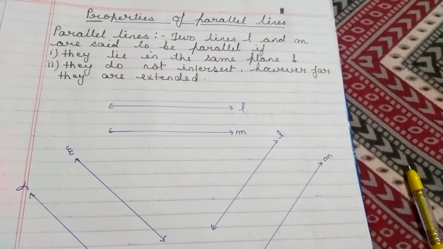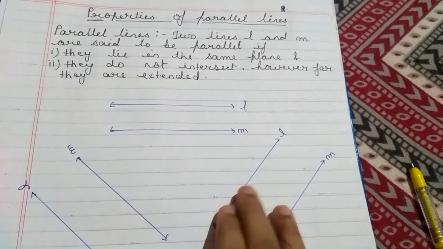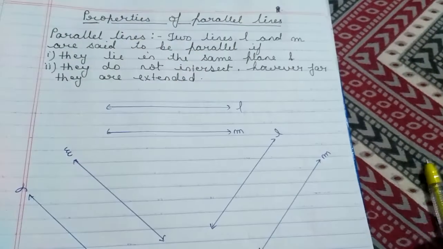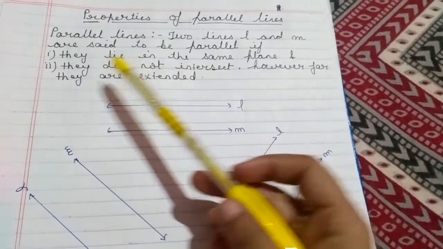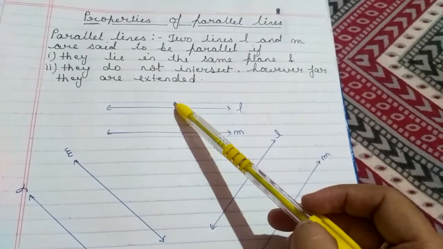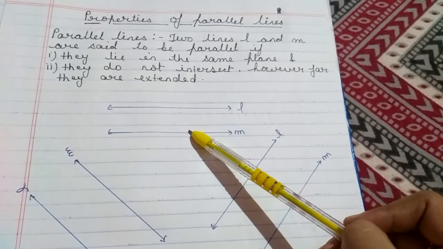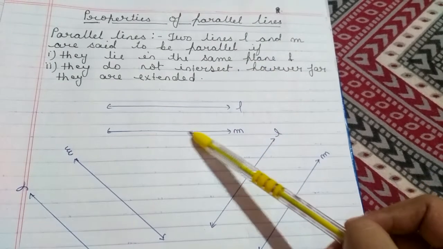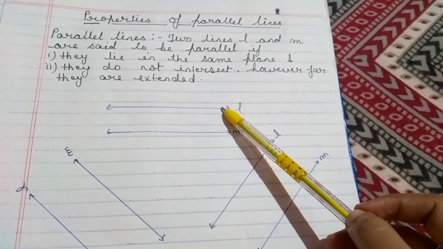Here we are talking about parallel lines. So how can you say whether lines are parallel or not? First, parallel lines: two lines L and M are said to be parallel if they lie in the same plane. That means both the lines are coplanar. It means both are lying on the same two-dimensional surface. Meaning of same plane is that both lines, or more than two lines, are lying on the same two-dimensional surface.